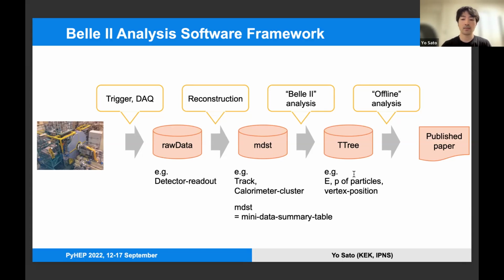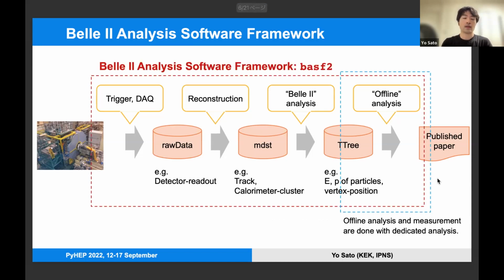And then the Belle II analysis is performed. That means using the Belle II dedicated data objects and providing the usual particle level information. And then finally, we will perform the offline analysis and the measurement to provide the result. And the Belle II analysis software framework is newly designed to deal with all these processes. And it is called basf2.